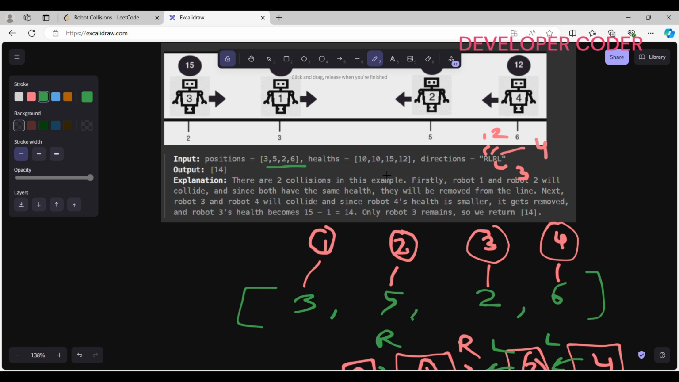And here is health: this is the health for robot 1, this is the health for robot 2, this is the health for robot 3, and this is the health for robot 4.